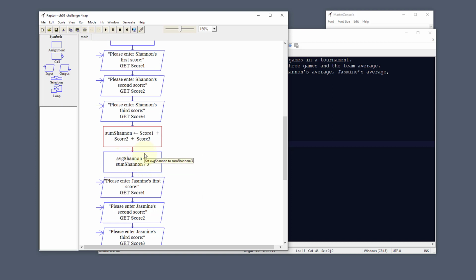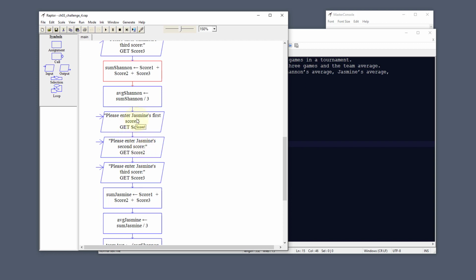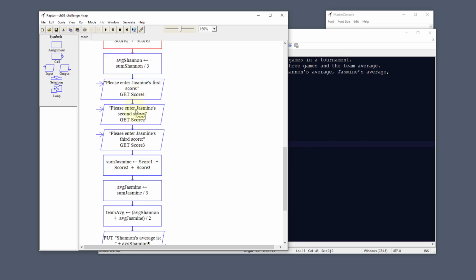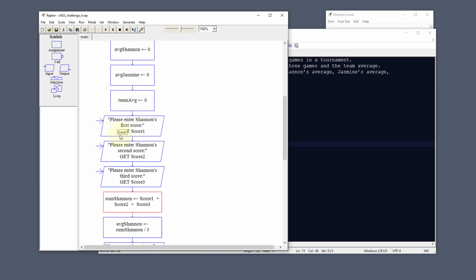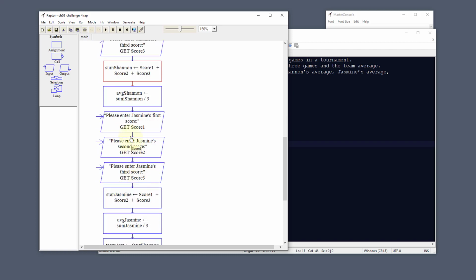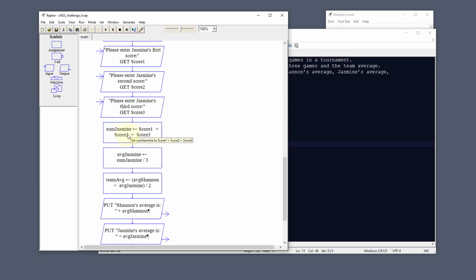Then we're going to come back through and enter Jasmine's score, but this is going to clear out Shannon's score because now Jasmine's scores are going to override these. And we're going to do the exact same thing with Jasmine's that we did above. So you're just going to repeat these 3 boxes, but with Jasmine's name, and you're going to repeat these calculations again, except now we're going to say sum of Jasmine is score 1, 2, and 3. Average of Jasmine is the sum of Jasmine divided by 3.